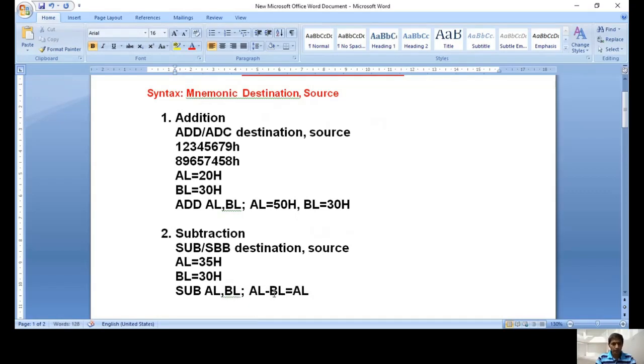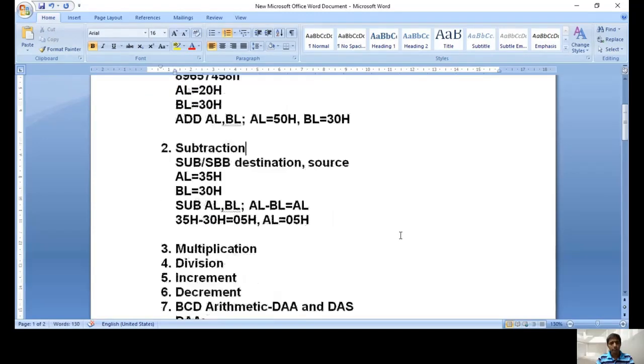So what is AL minus BL? 35H minus 30H. So what is the result now? 05H is the result. This result is stored in AL. So the AL register now receives 05H data after performing the subtraction instruction. Similarly, subtraction through borrow, this instruction is used mainly for multi-byte subtraction.